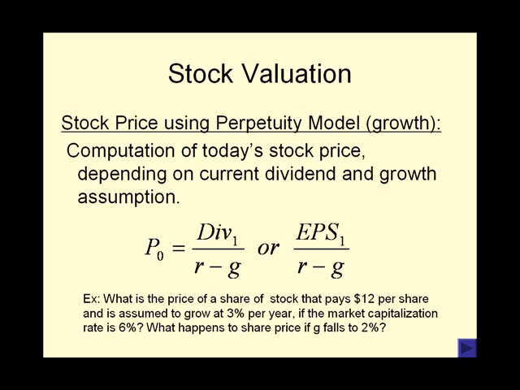Let's apply this growing perpetuity model in an example. The question is, what is the price of a share of stock that currently pays $12 per share in dividends and is assumed to grow at 3% per year if the market capitalization rate is 6%? And what will happen to share price if the growth rate falls to 2%?